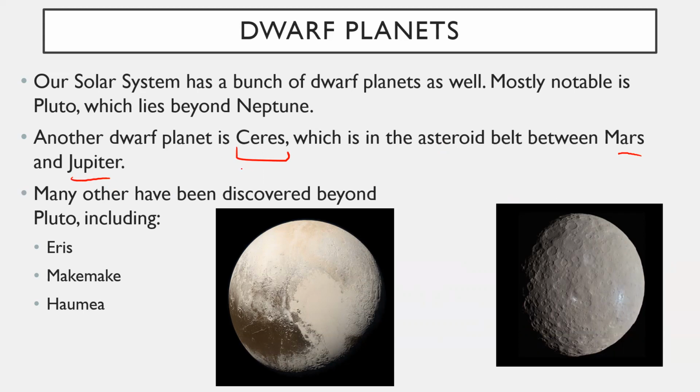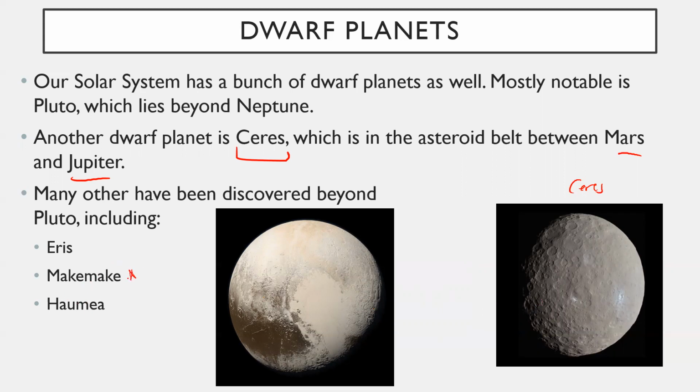It's not a full-blown planet. Ceres, I believe, is this one, just by the way. It's not a full-blown planet, but it is still pretty interesting because it's rounded by its own gravity. So you think maybe it could be a planet, but it's not. It's just a dwarf planet. Now, many others have been discovered beyond Pluto. There's one called Eris. It's way out there. There's another one.